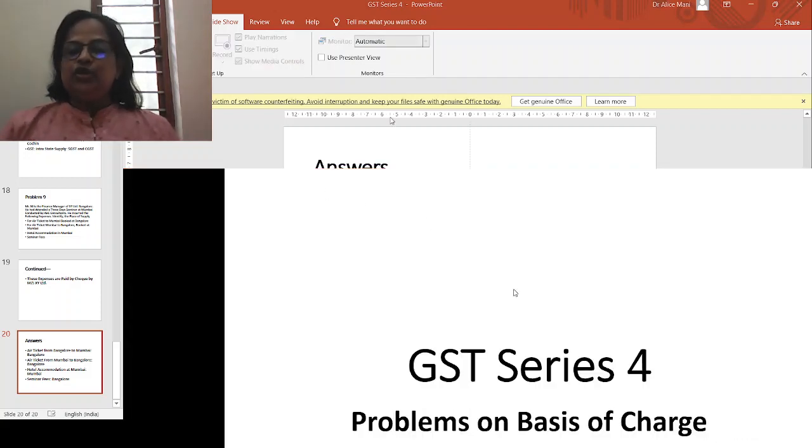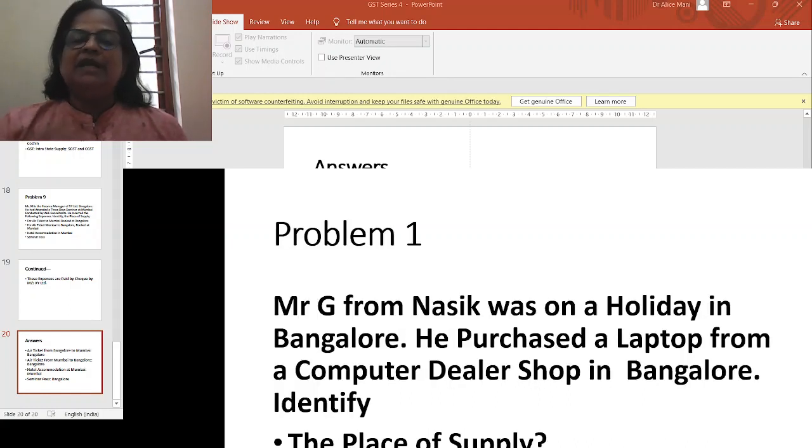Dear students, I am going to explain GST Series 4. This module will be based on problems on basis of charge. So, I will be explaining 9 problems in this. Let us see the problems one by one. So, these problems will give you an idea whether what type of GST will be chargeable for a particular transaction.